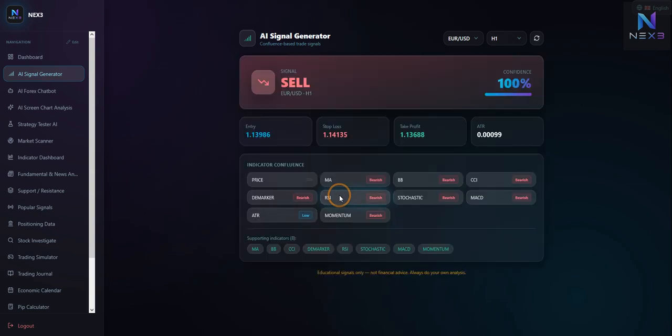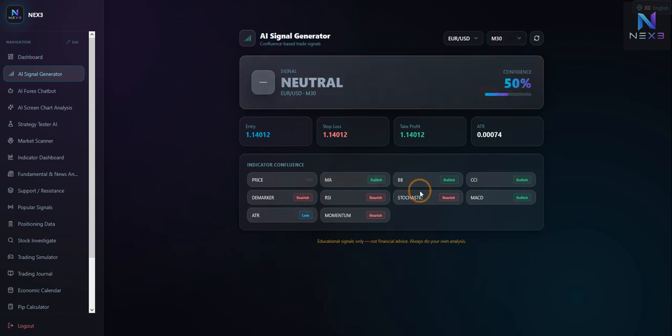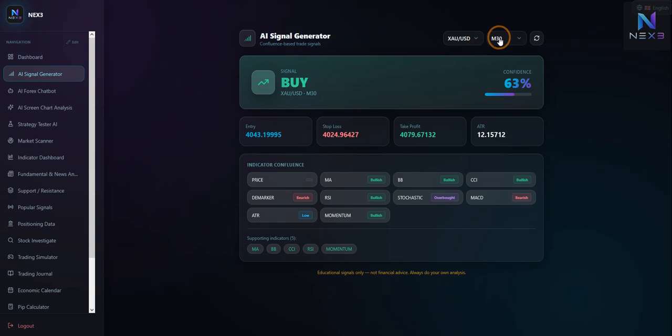Instead of manually weighing RSI, MACD, and moving averages, this tool does the heavy lifting for you. You simply select your currency pair and time frame, and the AI combines multiple indicator inputs into a confluence score. It then produces a straightforward directional trade signal, complete with a probability rating. It saves you hours of charting time and removes emotional bias from your decision-making.